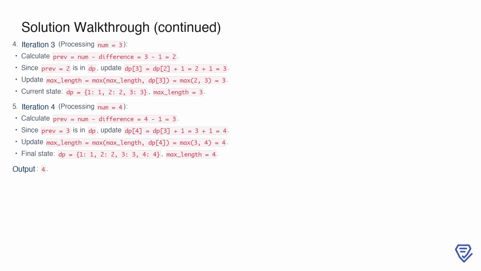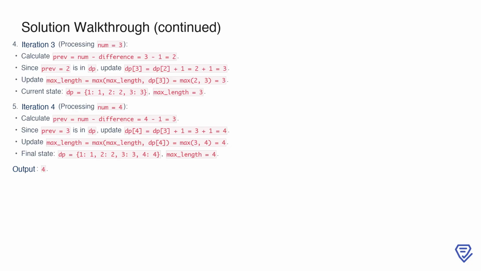For the third number, 3, the previous number is calculated as 3 minus 1 equals 2. Since 2 is in DP, we extend the subsequence ending at 2 by adding 3, updating DP[3] to DP[2] plus 1, which is 3. We then update max_length to 3, as it is now the longest subsequence length.